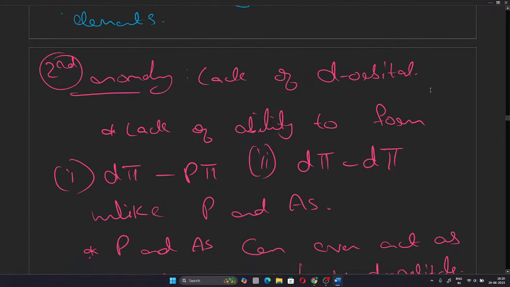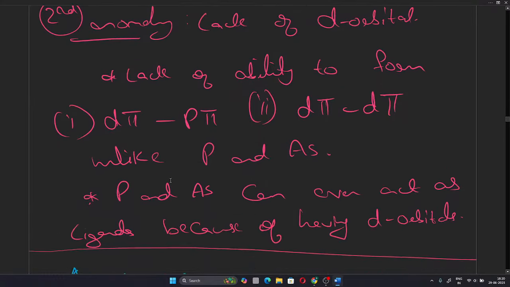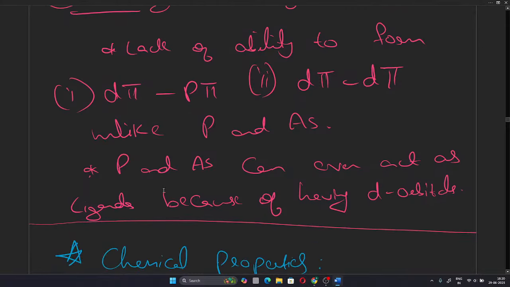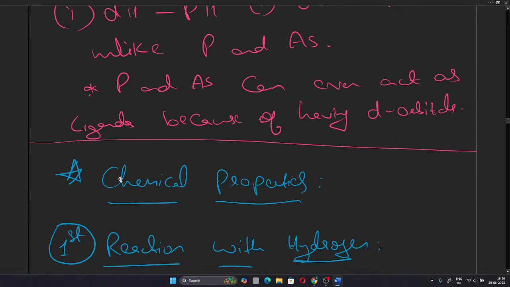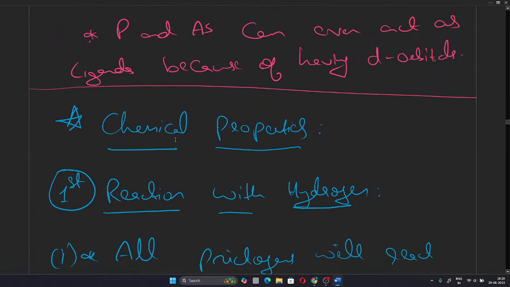Anomaly: lack of d orbitals, lack of ability to form d pi and p pi bonds, d pi and d pi bonds. Unlike nitrogen, phosphorus and arsenic can act as ligands because of having d orbitals.